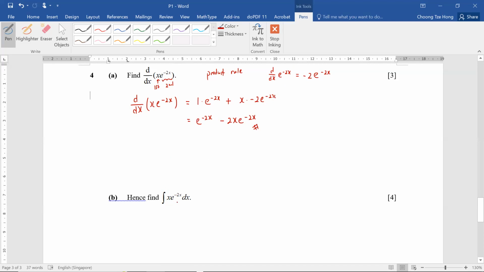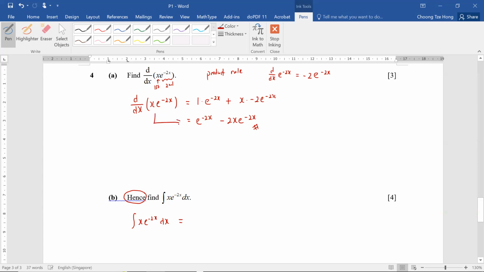For the second part of the question, we are asked to find the integral of x times e to the power of negative 2x. If the question says "hence", you must take a cue from this. It means that they want you to make use of the answer that you got in part 1. You need to understand that integration is the reverse of differentiation.